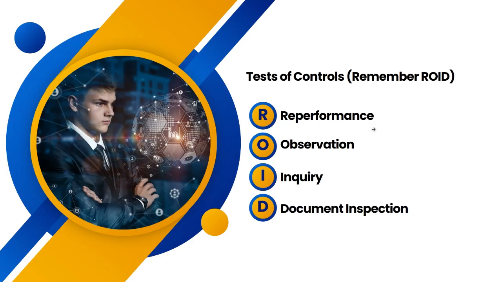We could also do observation. We could watch the clerk who's responsible for matching up those 3 pieces of information actually go through and match up those 3 pieces of information. We could do inquiry. We could ask them about their process. Typically, inquiry alone is not enough, and we would want inquiry supported or supplemented by something else, but that is an option we have in our toolbox. And then finally, document inspection, looking at the documents that they have in place. So those are how we can go about testing those controls in this process.